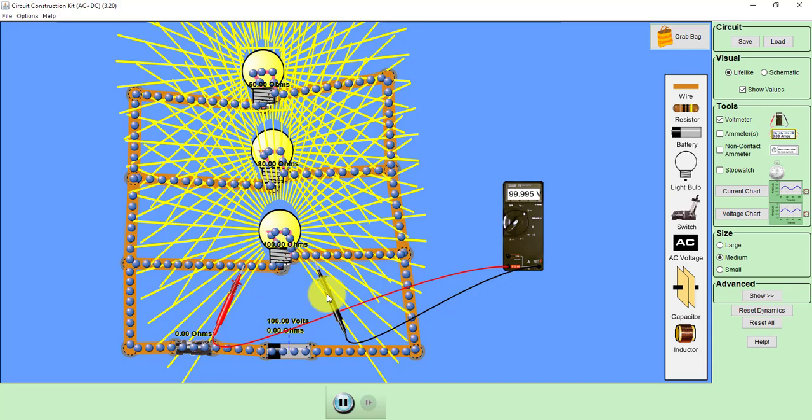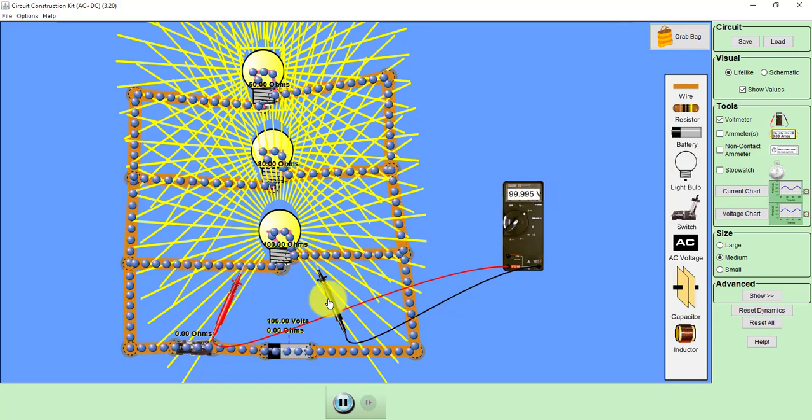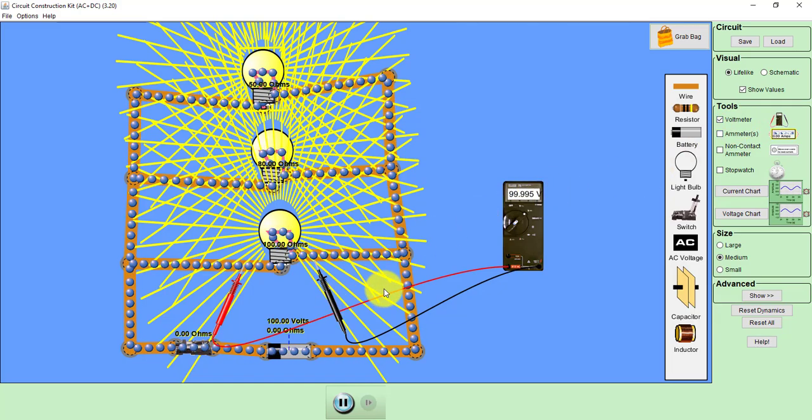Now coming to the second characteristic, which says that total current in the circuit is equal to the sum of current in its parallel branches.